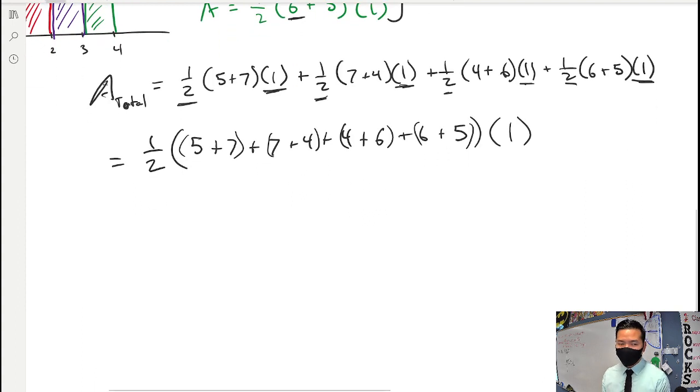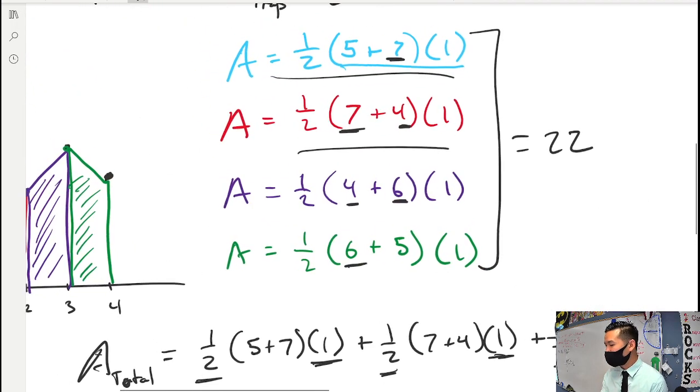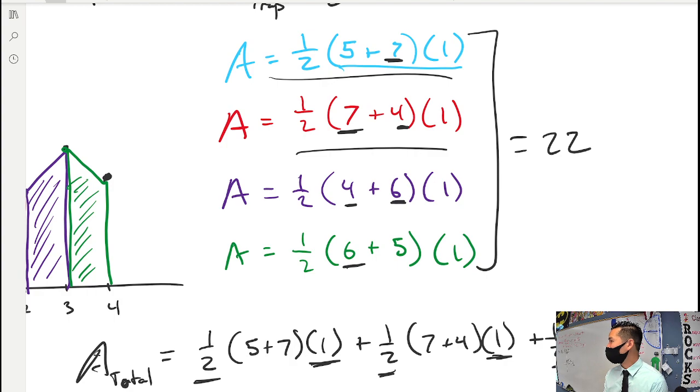What somebody noticed with the trapezoid rule is that every number in between, not including the endpoints, repeats itself. So somebody decided to write this out as 1/2 times 5 plus 2 times 7 plus 2 times 4 plus 2 times 6 plus 5. So this is not necessary. This is just me trying to show you shortcuts, and I promise you, you do not need to do it the way I'm writing it out. You're perfectly fine doing this right here and getting the answer and just calculating it all the way through.